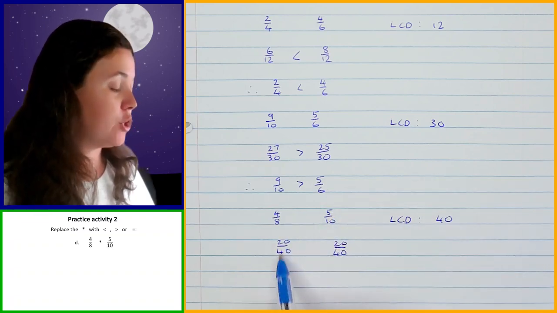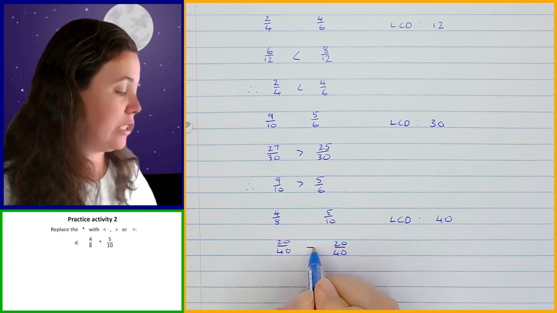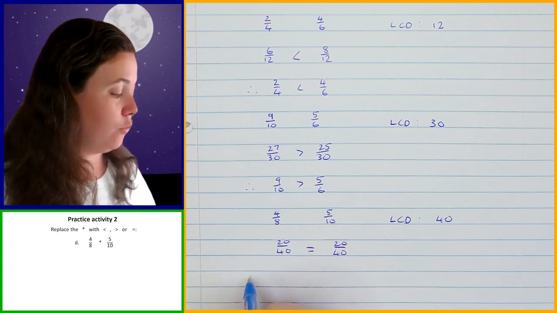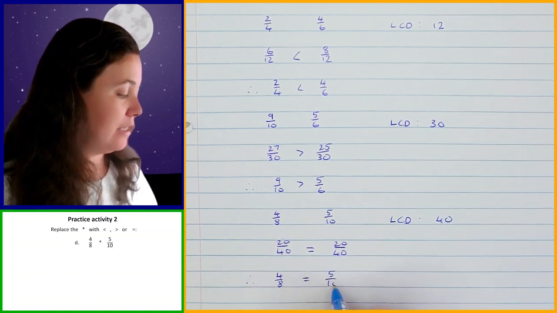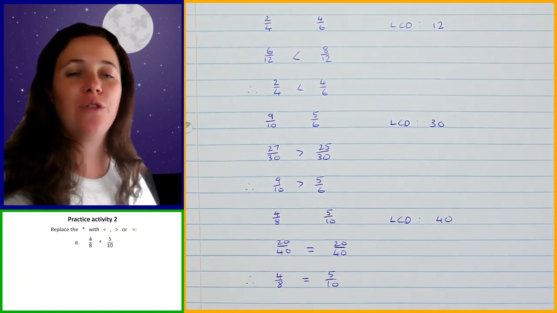So these are both 20 over 40, which means that they are actually equal to each other. So now I can say, therefore, 4 eighths must be equal to 5 tenths as well. So that's what you should have got for that example.